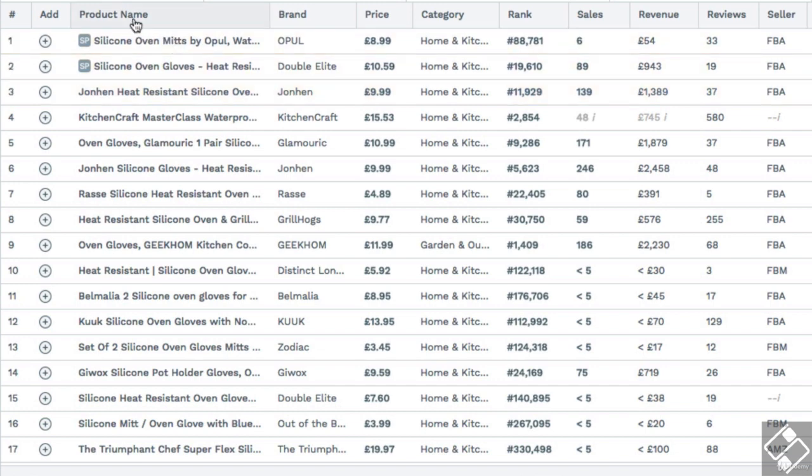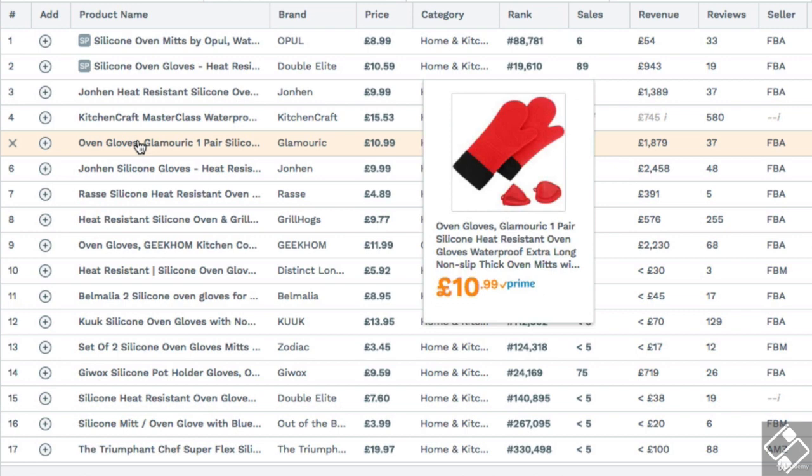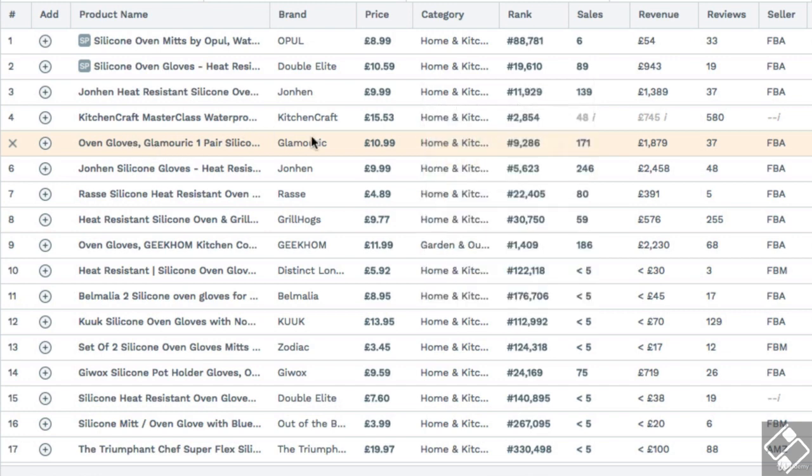Moving over, we have, clearly and evidently, the product name. If you hover your mouse over the name of a product, it will bring up some quick details and an image of the product. You can see this one's $10.99, it's red, and there's a little description of the title and everything there as well. Next is the brand. You can see how many different brand owners there are, if it's all different, or if there's a particular brand owner that's dominating this area.